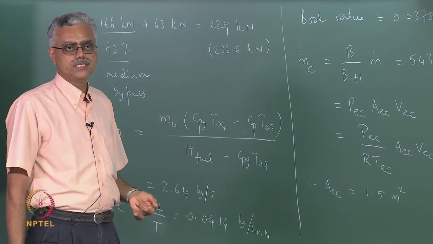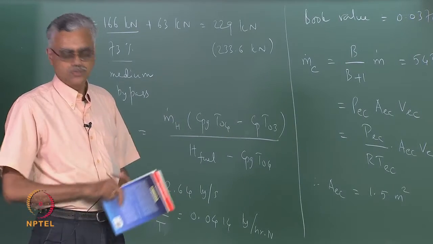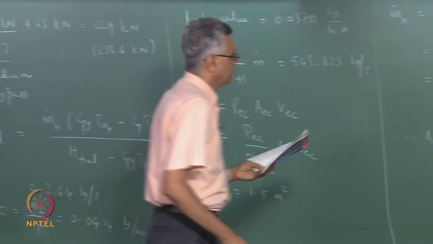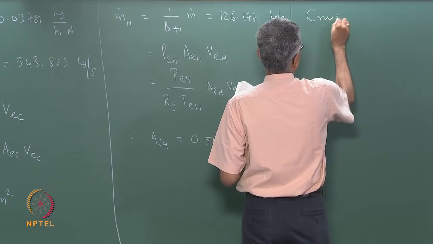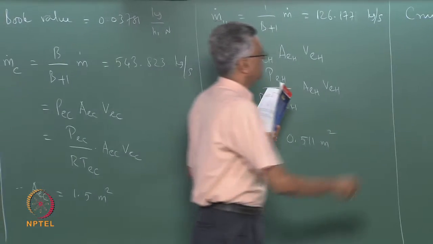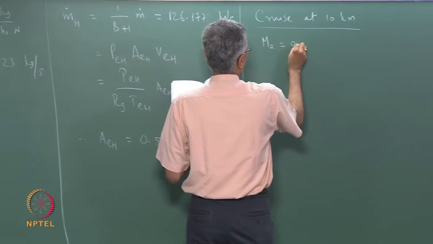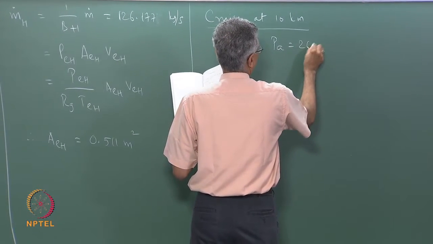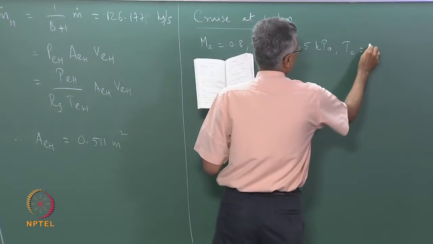Okay. What we will do next is calculate the same quantities for cruise at the given altitude. That is what we are going to do next. We have been asked to do the same thing for cruising at an altitude of 10 kilometers. And it is given that MA is equal to 0.8. The ambient pressure at this altitude is given to be 26.5 kilopascal, and the ambient temperature is given to be 223 Kelvin.